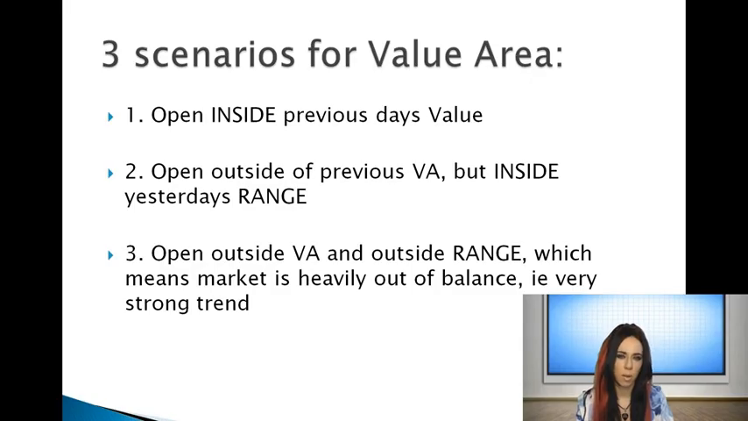You have a high price for the session and a low price for the session. But then the value area is 70% of where business took place. So if it opens outside of value, but still inside the range, that is less of an imbalance, but it's still some imbalance. And then finally, the third scenario is that it can open outside of value, but also outside yesterday's range. That indicates a large imbalance.